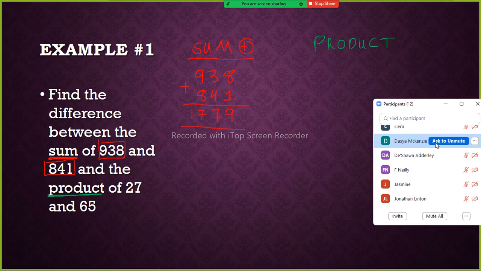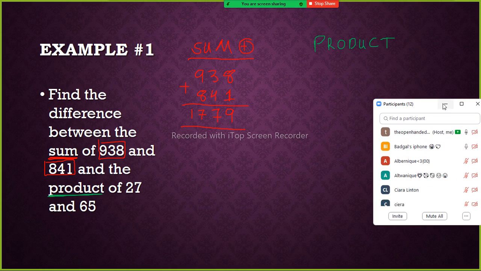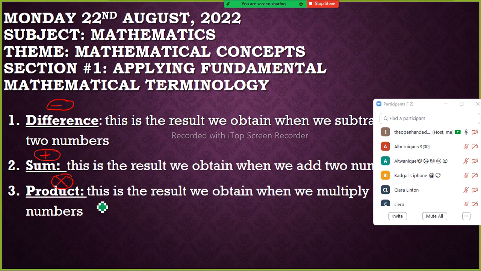Like the sum of it. No, product. Remember, sum is addition. Product is what? Let's go back to the previous slide. Remember, product is the answer, but product deals with what? Let's go back to the first slide that we did before this. Remember, we said that the difference is subtraction, sum is addition, and product is multiplication.